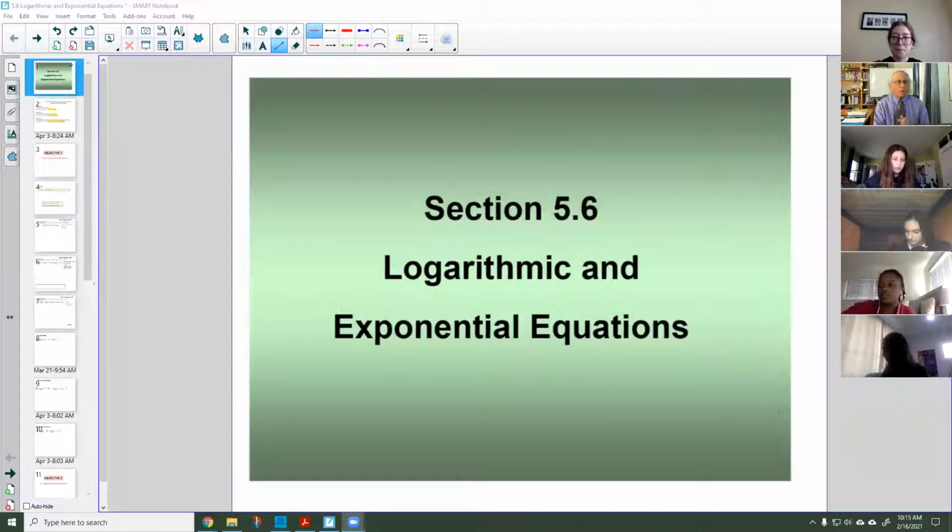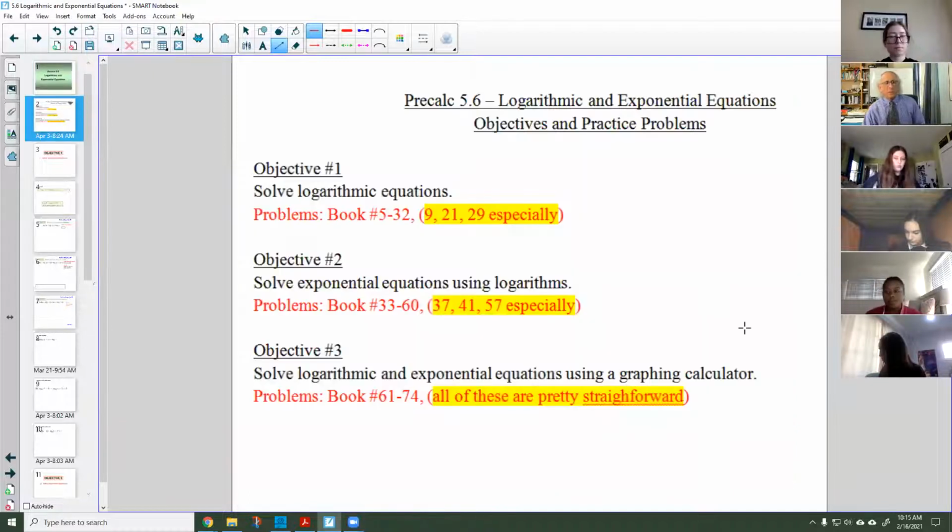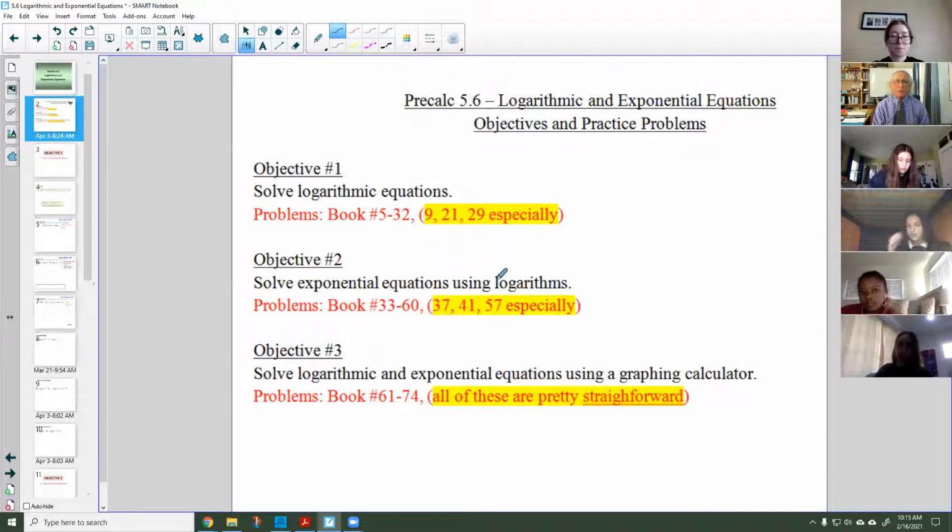Logarithmic and exponential equations. We're going to use what we've learned about logarithms to solve some equations. So first we're going to solve some logarithmic equations. I gave you some problems here that you should take a look at. Then we're going to solve some exponential equations using logarithms.